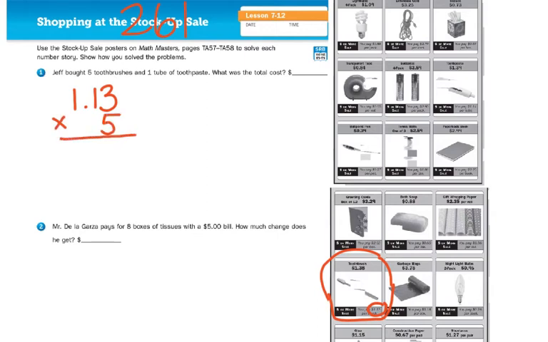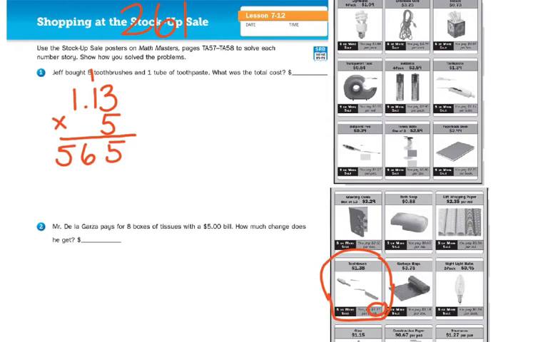Now, we're going to multiply as if the decimal is not there, and then we'll talk about how to place that decimal point. So let's go ahead and multiply. 5 times 3 is 15, carry your 1. 5 times 1 is 5. Plus 1 is 6, nothing to carry. 5 times 1 is 5.